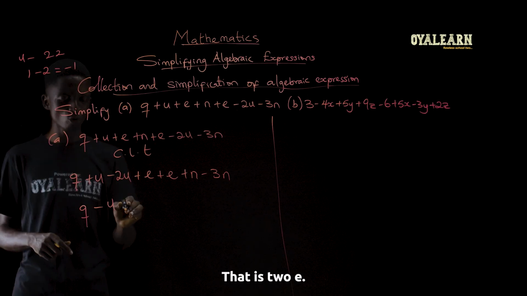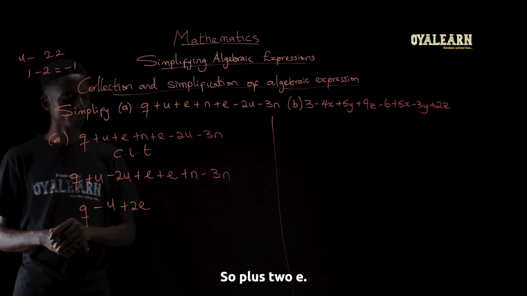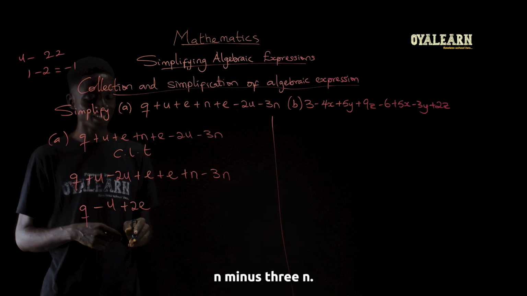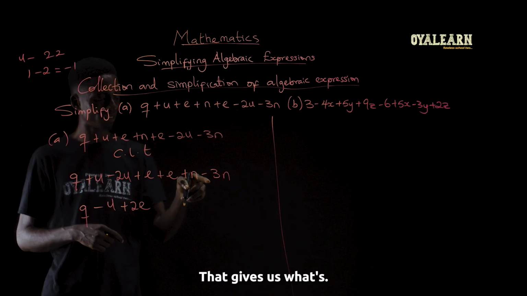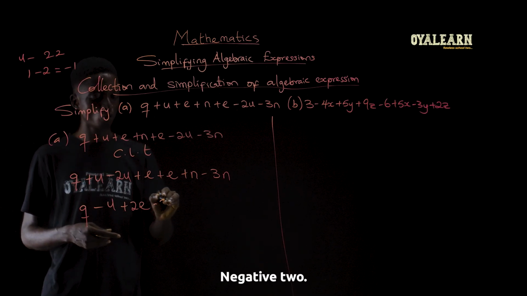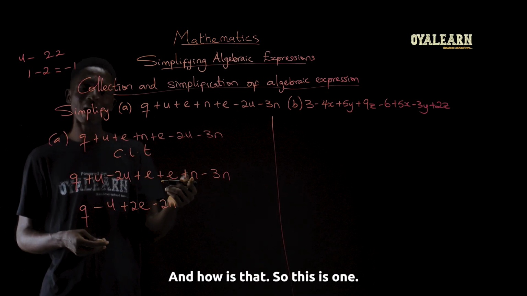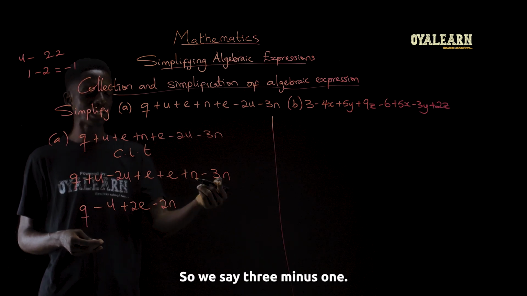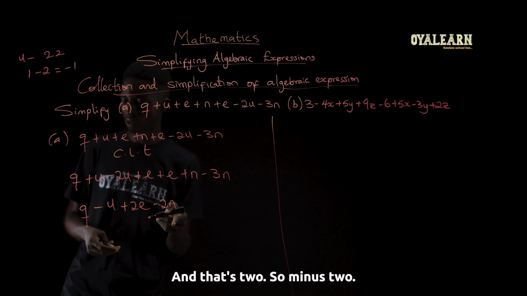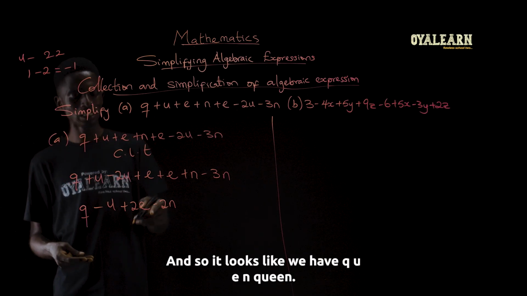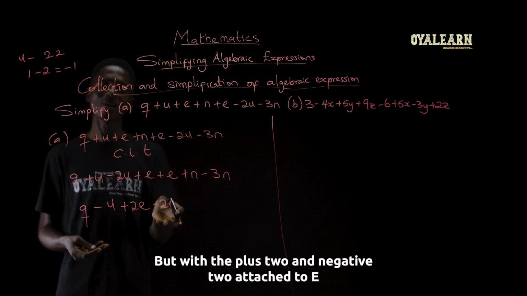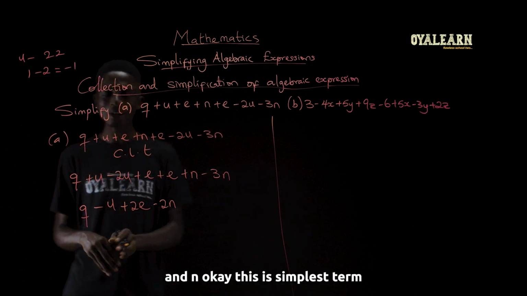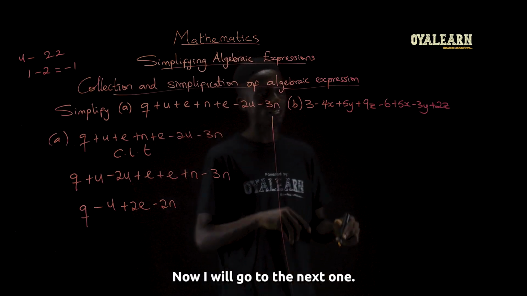Okay? Now, we move to E. E plus E, that is 2E. So plus 2E. And then N minus 3N. That gives us what? Negative 2N. How is that so? This is 1N, this is 3N, and it's negative 3N. So our answer is definitely going to be minus. So we say 3 minus 1, and that's 2. So minus 2N. So it looks like we have QUEEN, queen, right? But with the plus 2 and negative 2 attached to E and N. Okay? This is the simplest term here. Now we go to the next one.